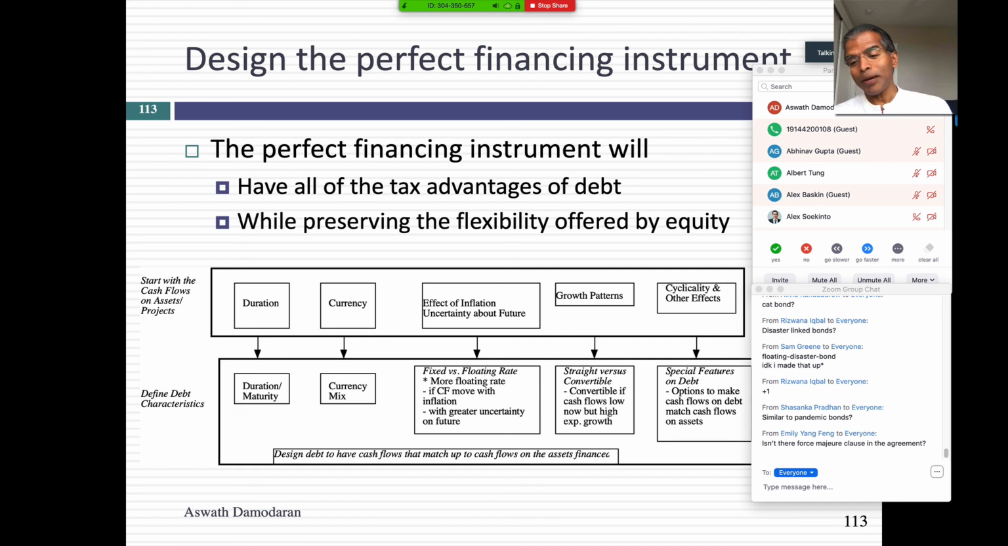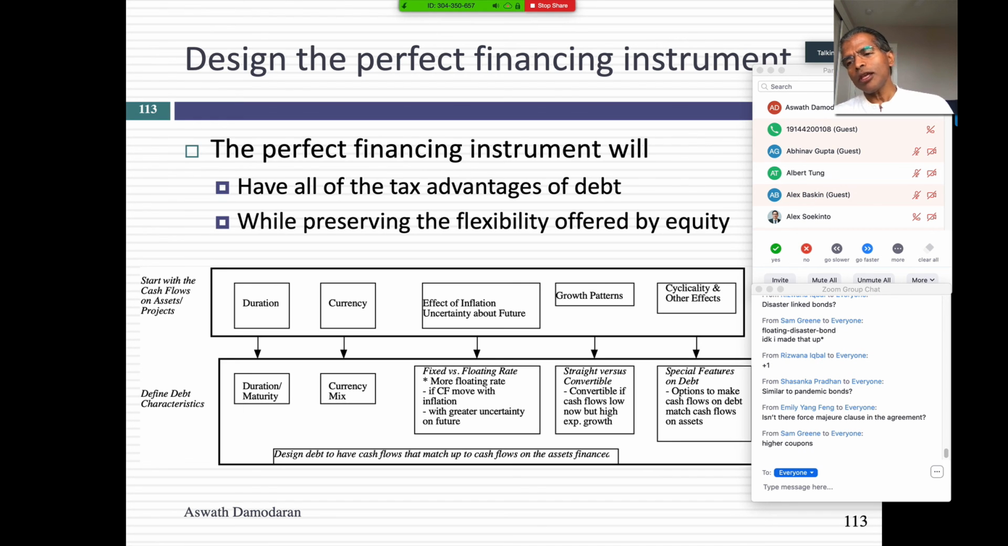Shashanka says pandemic bonds. Exactly. That is exactly what people are talking about when they talk about disaster bonds. Let's talk about the trade-off again, because it sounds like a really good idea once a disaster happens, right? So what's the trade-off here? By issuing this bond, you protect yourself in the event of a disaster. But the trade-off is you'll have to pay a higher coupon rate.